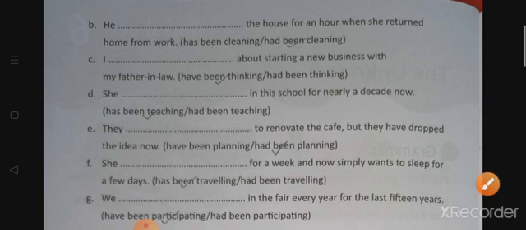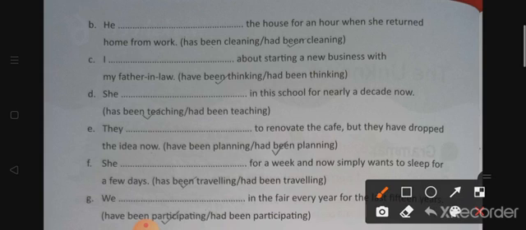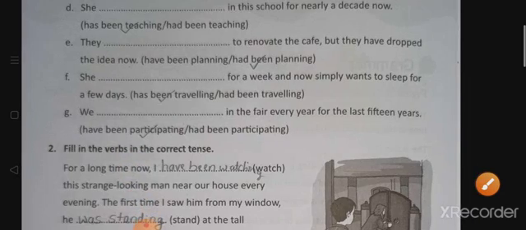Let's see the next one. They dash to renovate the cafe, but they have dropped the idea now. So something was going on in the past and it also stopped now. So that is a past perfect continuous tense. So here our answer would be they had been planning to renovate the cafe, but they have dropped the idea now.